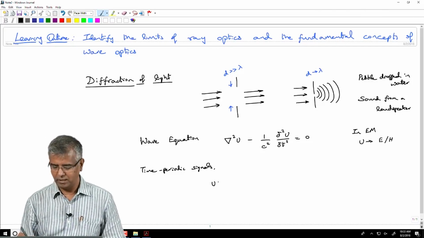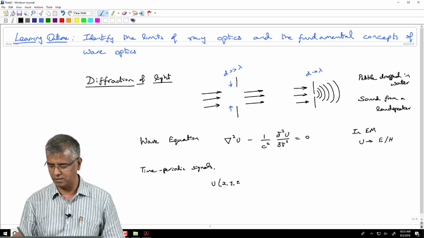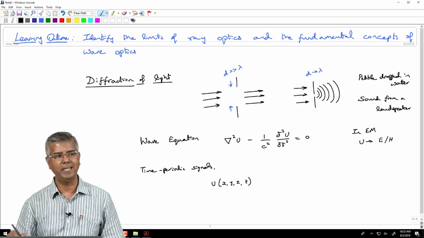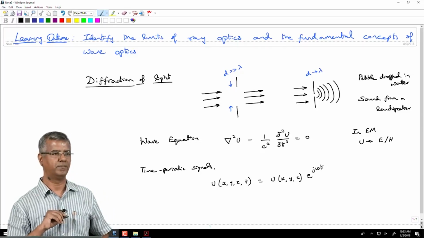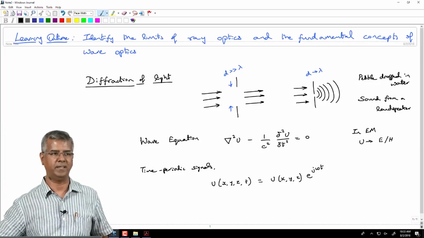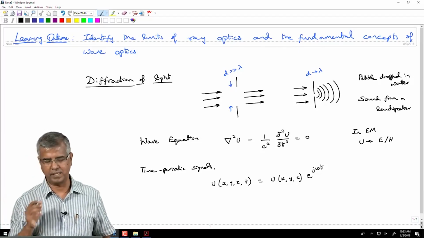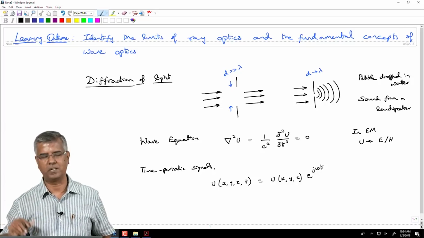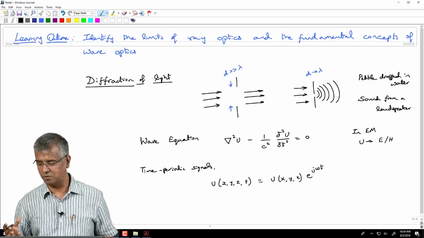If I am looking at the solution for u in terms of, let us say, Cartesian coordinates x, y, z and t, the time dependence, then this can be written as u of x, y, z, and then the time dependence comes out as e power j omega t, right. E power j omega t is basically cos omega t plus j sin omega t, right. So, it is basically representing a sinusoid, okay. So, we are saying it is basically a time periodic signal which corresponds to a sinusoid, and we represent it this way. What is the advantage of representing this way?